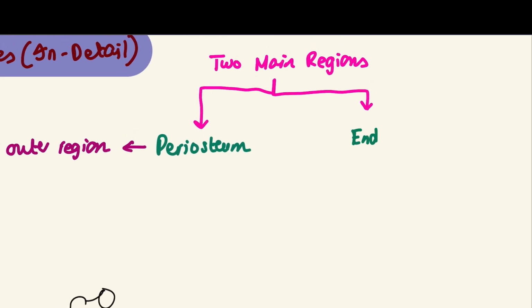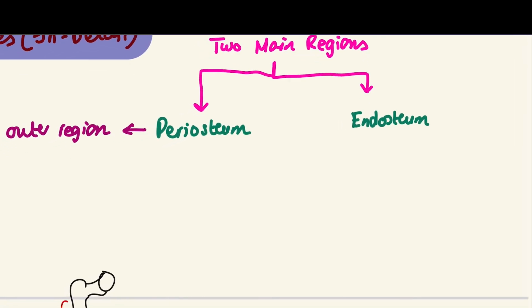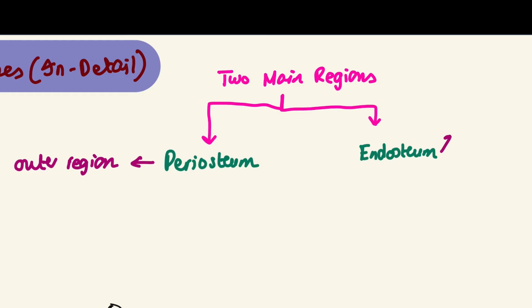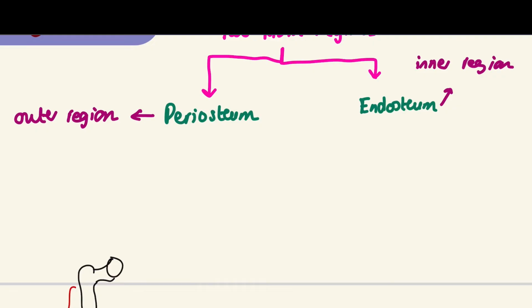From the word endo you can tell that it is on the inside. So this is going to be our inner region. Guys, the endosteum is further divided into 2 sections. Periosteum has no other types, but endosteum has 2 types. There's a peripheral type. Let's use a different color.